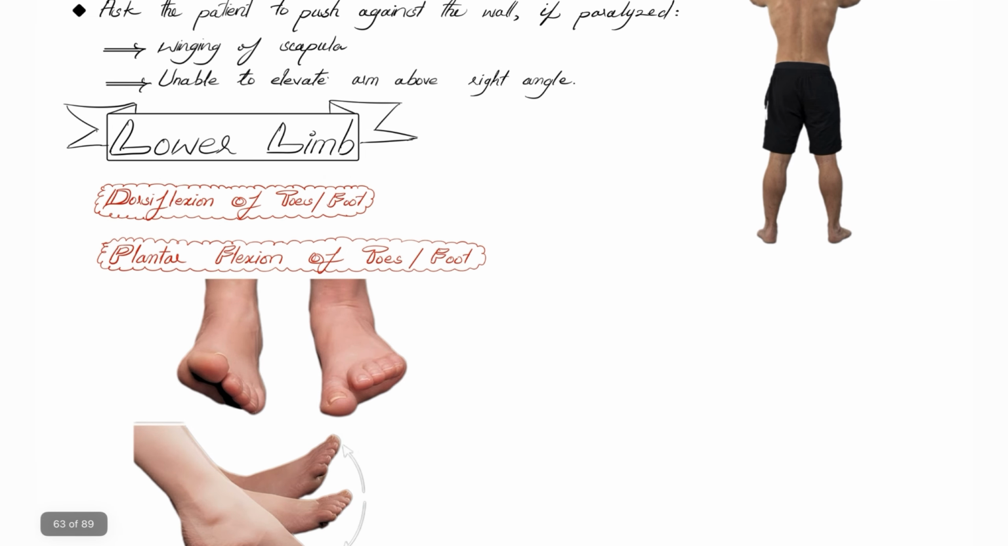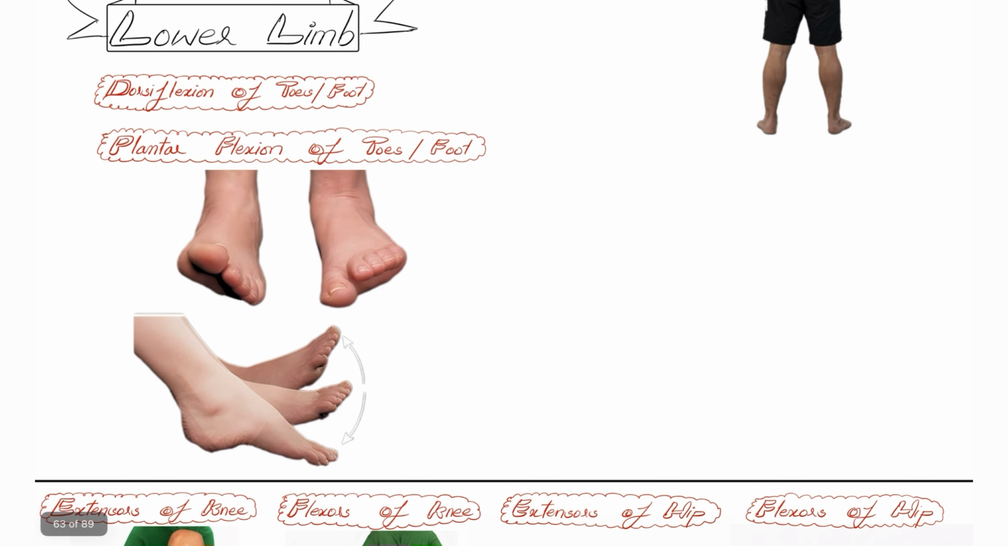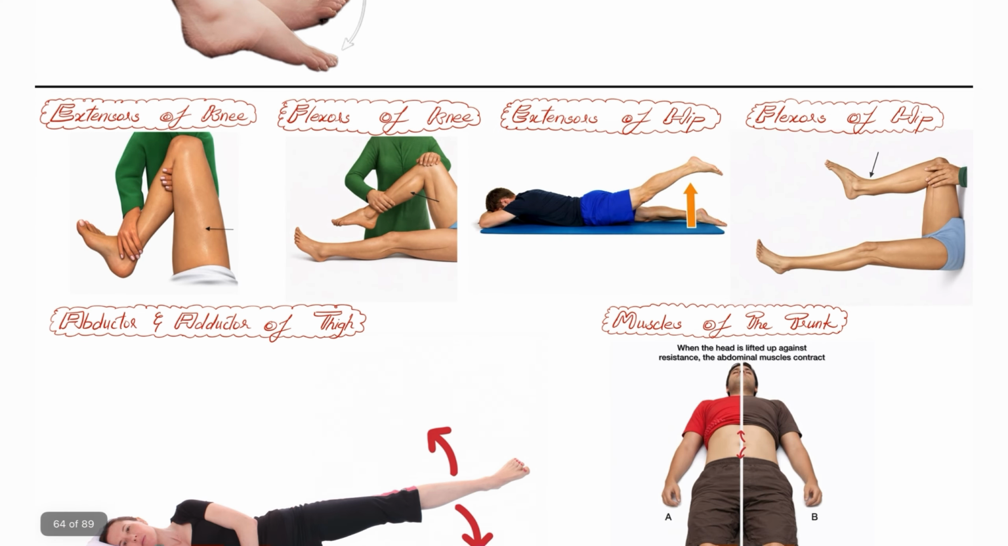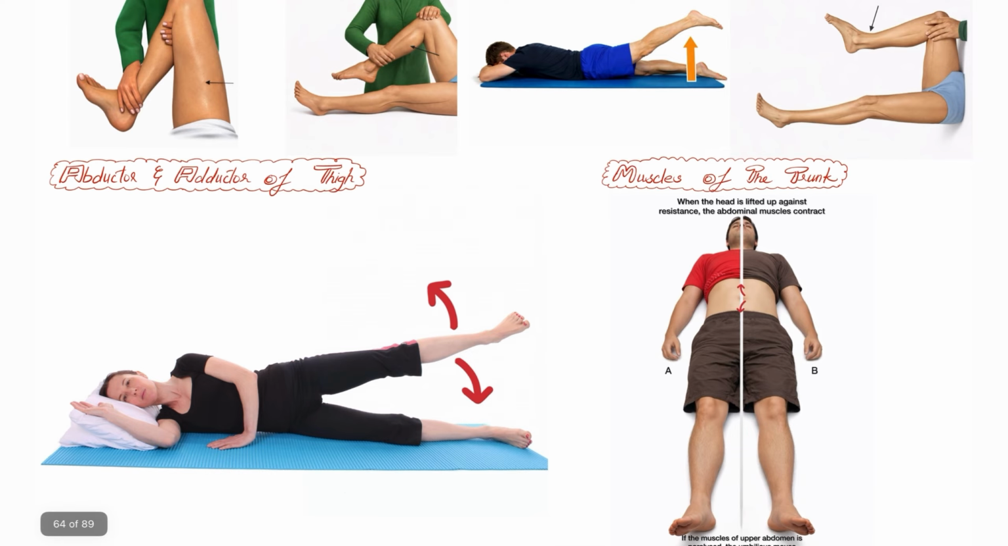Now let's assess the power of the muscles of the lower limb. Ask the patient to do the dorsiflexion and plantar flexion of the toes and foot, along with which also ask him to do the eversion and inversion of the foot, and then examine the extensors of the knee, flexors of the knee, extensors of the hip, flexors of the hip, and abductors and adductors of the thigh. Use the visual aids provided to guide the patient through each movement, ensuring you apply resistance at each step.